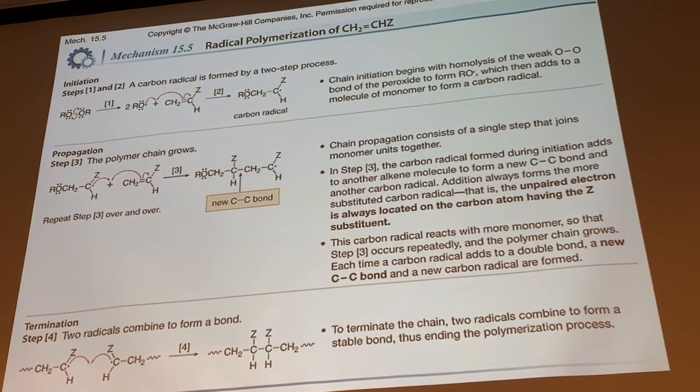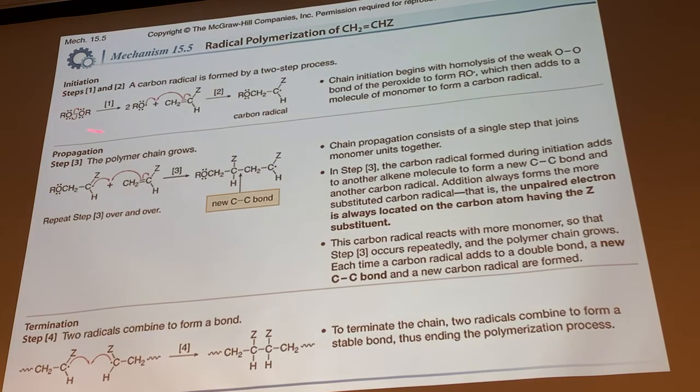a sigma bond. When you're doing the propagation step, you end up with your Z group on every other carbon. When you perform the termination step, then you end up with your Z groups on adjacent carbons. So what this tells us is that the structures of polymers are not uniform. You're going to have some defects in the chains. You're going to have usually the Z groups on every other carbon, but you're going to have a place where the Z groups are on the same carbon.